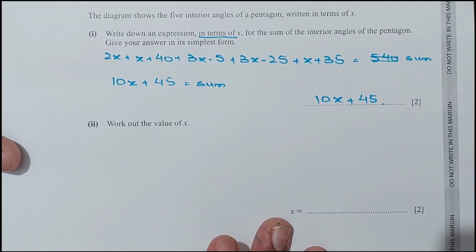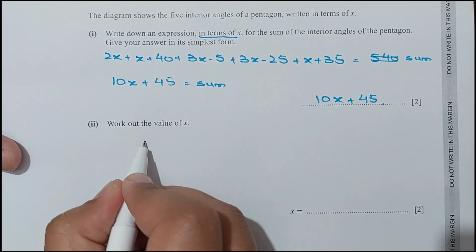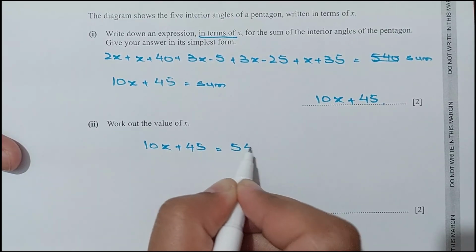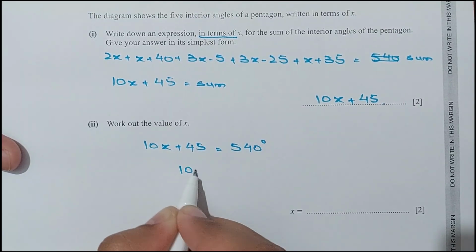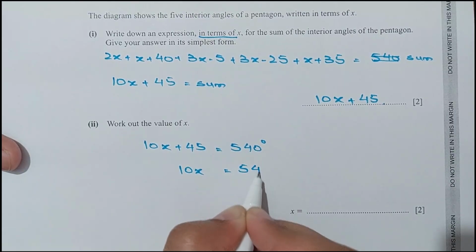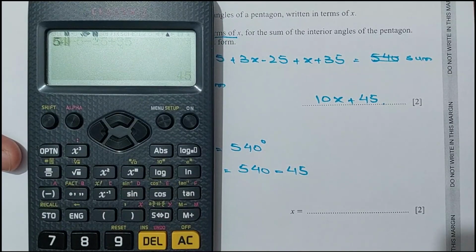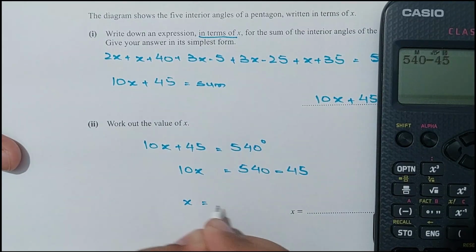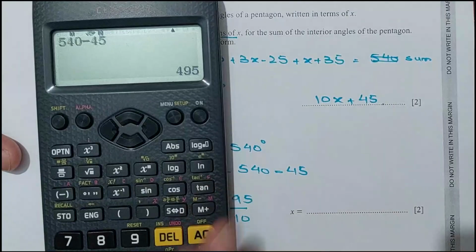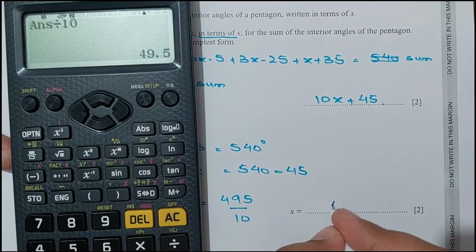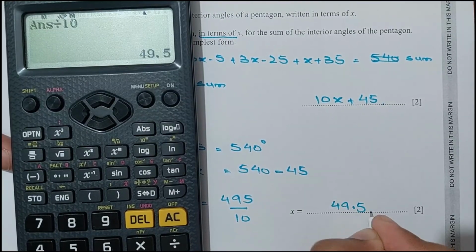Okay, second part, work out the value of x. Now it is simple. 10x plus 45 is equal to 540 degrees. So 10x would be equal to 540 take away 45. So x should be equal to 495 out of 10. This is 49.5. This is the value of x.